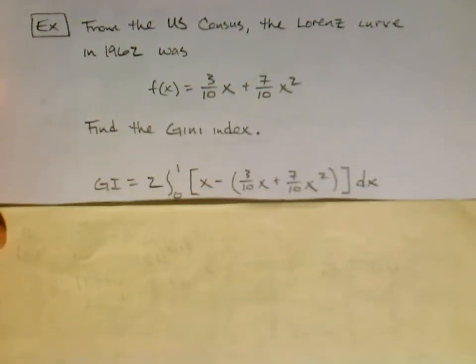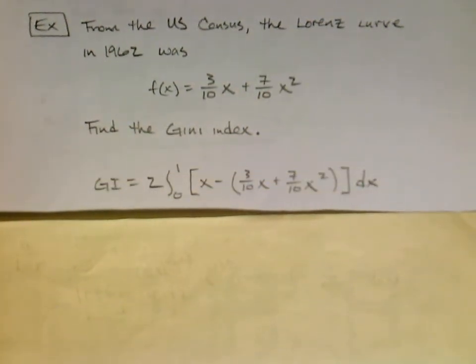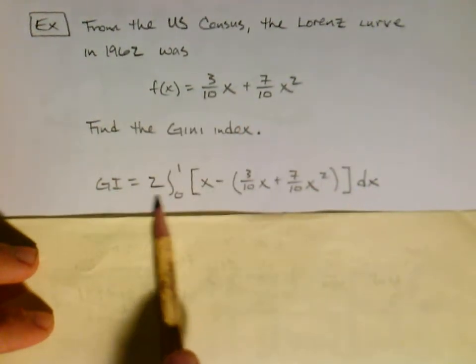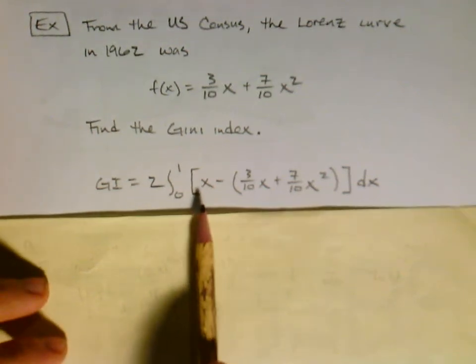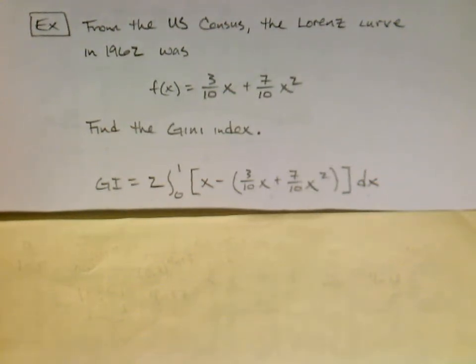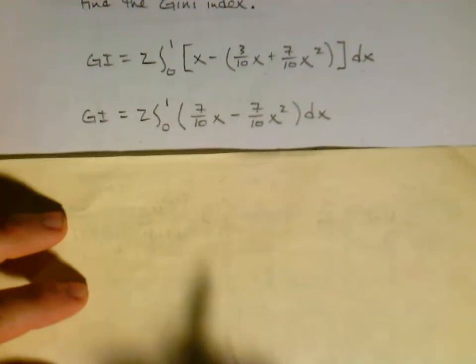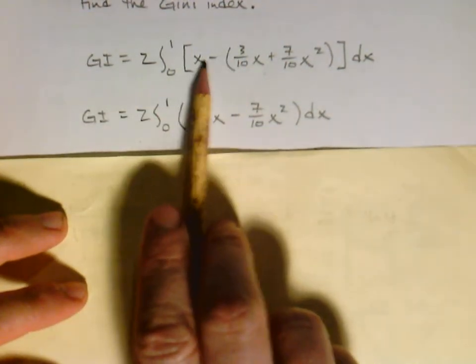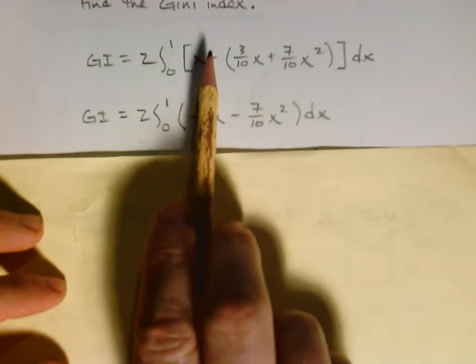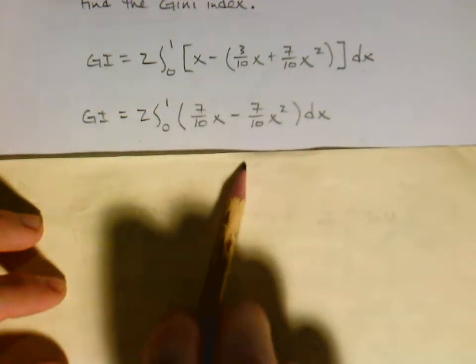Okay. Well, if we know the formula, then it's right there. We just take f of x and put it in. So Gini index equals 2 times the integral from 0 to 1 of x minus f of x dx. So we just put that right on in. That's all there is to it. Don't have to graph anything. All right. Well, let's go ahead and simplify. So if we distribute, x minus 3 over 10x would be 7 over 10x. And that negative is going to go there. So minus 7 over 10x squared.